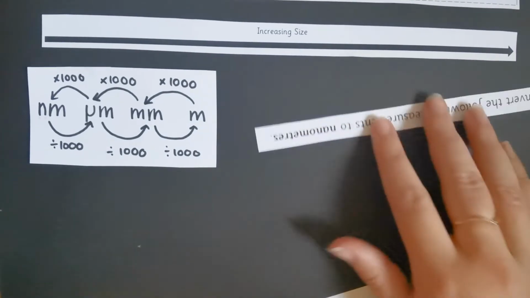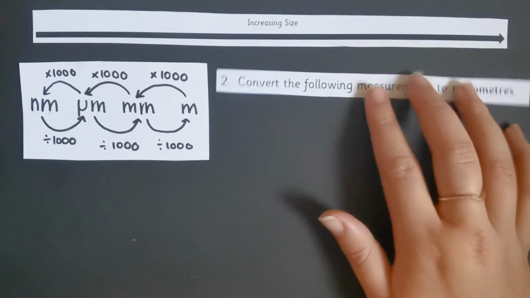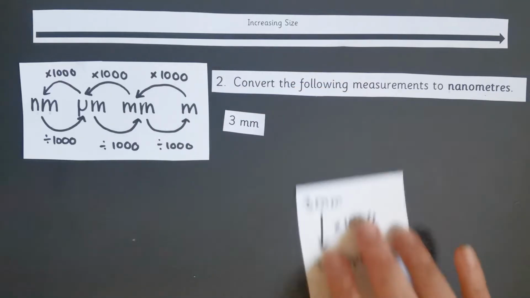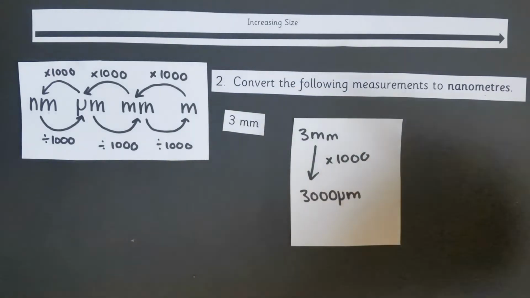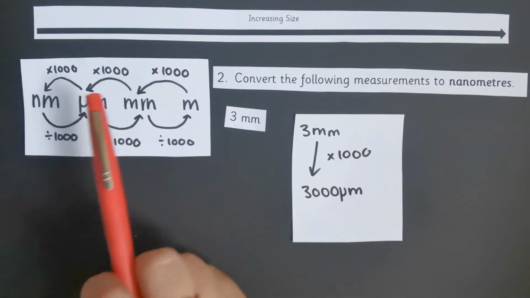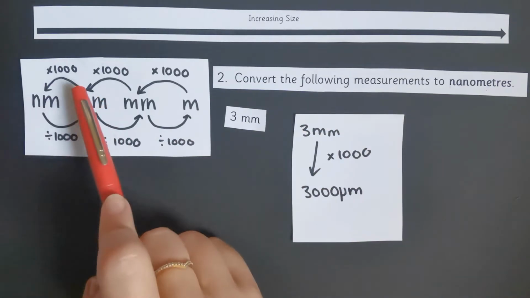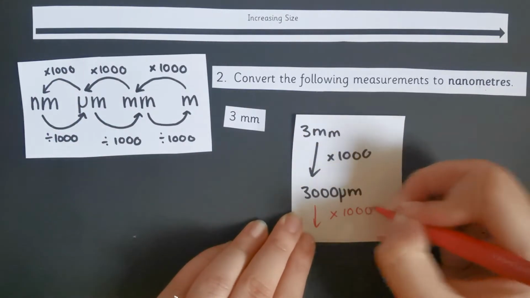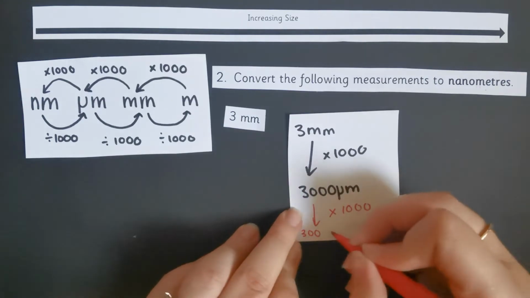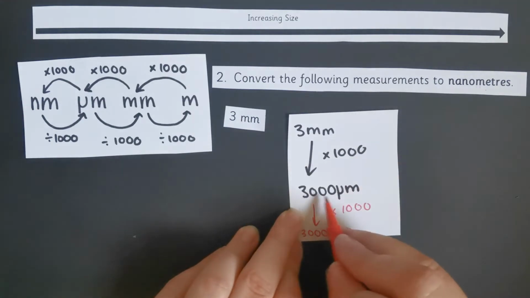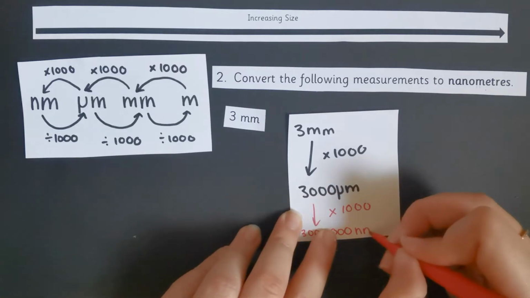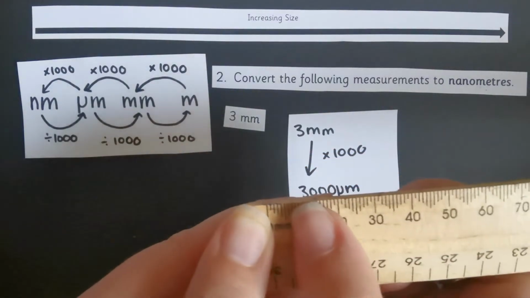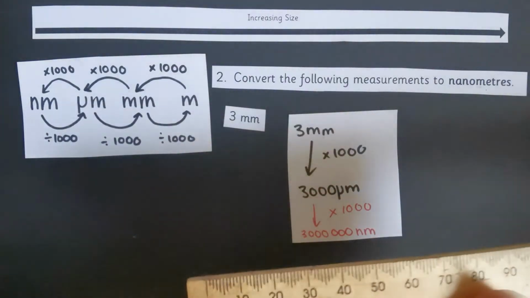All right, let's practice converting to another unit. So this time we're going to convert our measurements into nanometers. So let's do that same example. So 3 millimeters. So we've already converted it into micrometers. And now we need to convert it from micrometers into nanometers. So what we need to do is times by another 1,000. So we do 3,000 micrometers times 1,000. And that's going to give us 3 million nanometers. So in 3 millimeters, we have 3 million nanometers. So nanometers are very, very small.